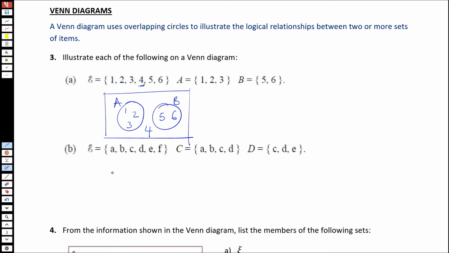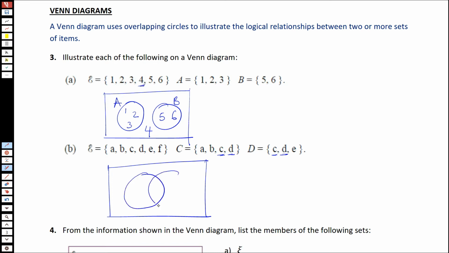So for part B, we are going to do the same thing. You start with the rectangle to represent the universal set. But now by inspection, we can see that sets C and D have some elements that are in both. For example, C here and D. These two elements are in both. So when we draw our circles, we'll have them overlapping.